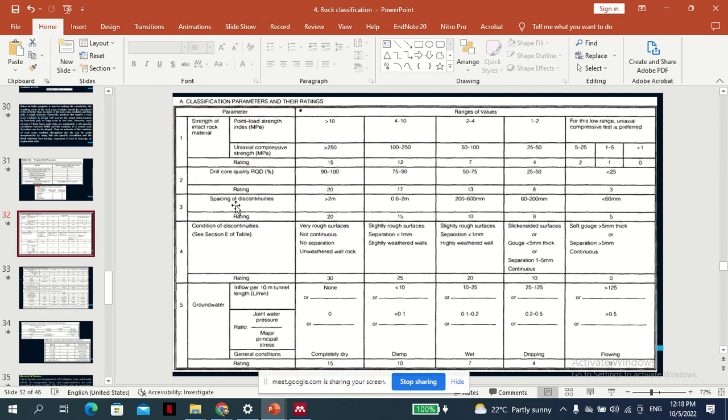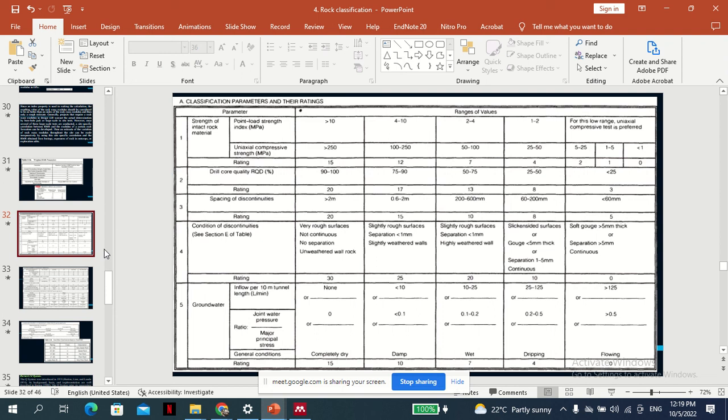And then the spacing of discontinuities, you give a maximum of 20. If the spacing is 0.6 to 2 m, 15, and if the spacing is very small, you give the minimum. Then the condition of discontinuities: these are the descriptions, rough and so on, and you give from 30, 25 and so on. For groundwater condition, none, you give 15 of course; if there is some damp, you give 10, wet, and so on. So this is the matrix for how to find the marks.